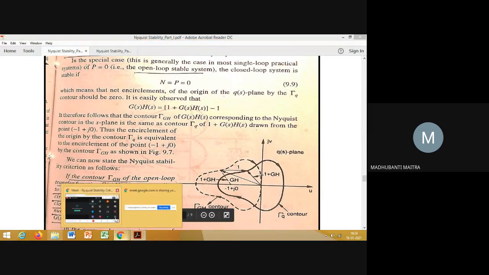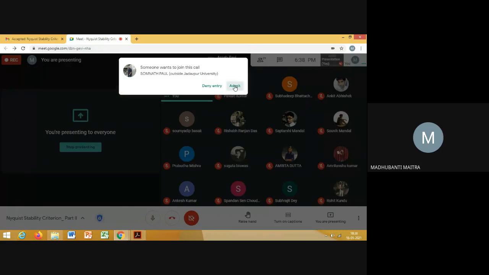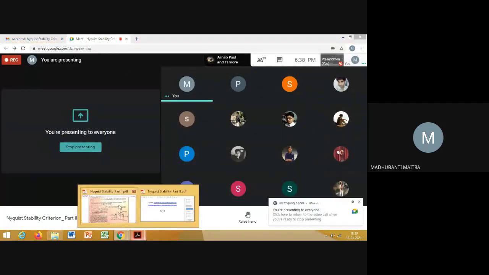So we know that Q(s) is equal to 1 plus G(s)H(s). So G(s)H(s) can be written as Q(s) minus 1. If we shift this particular axis, if we give a translation at this particular point, then this Q(s) plane will become the G(s)H(s) plane. We don't shift this actually while plotting the GH plot, but if we give the translation, then this one will be the minus 1 + j0. This point will be the origin.